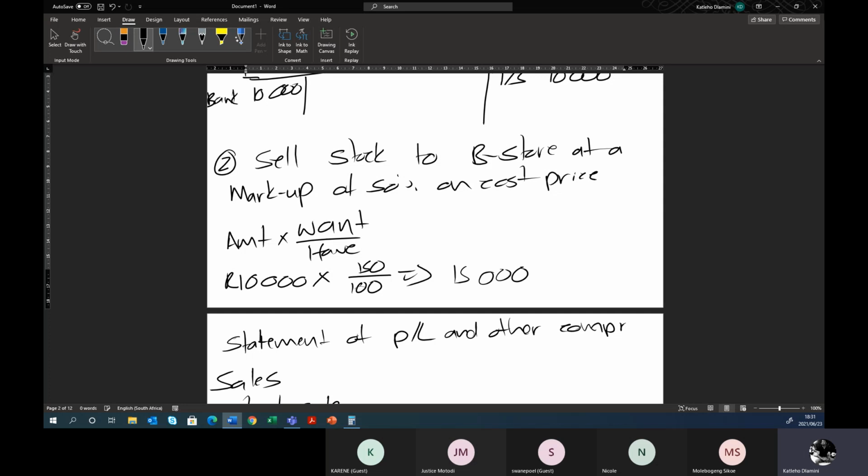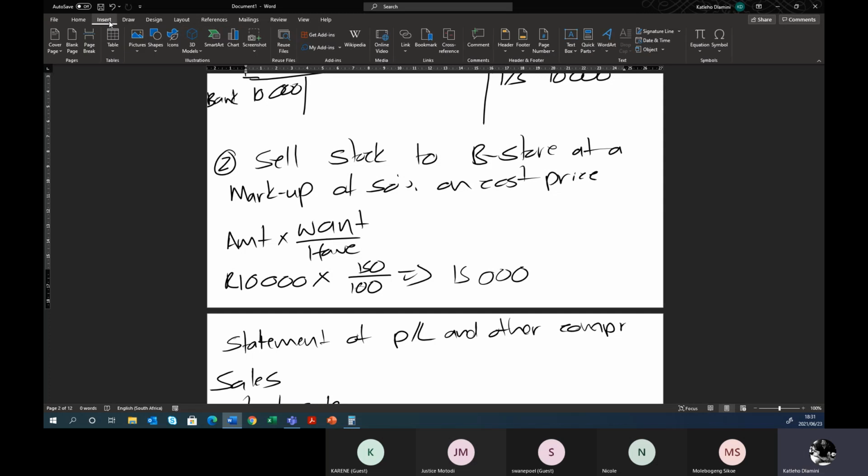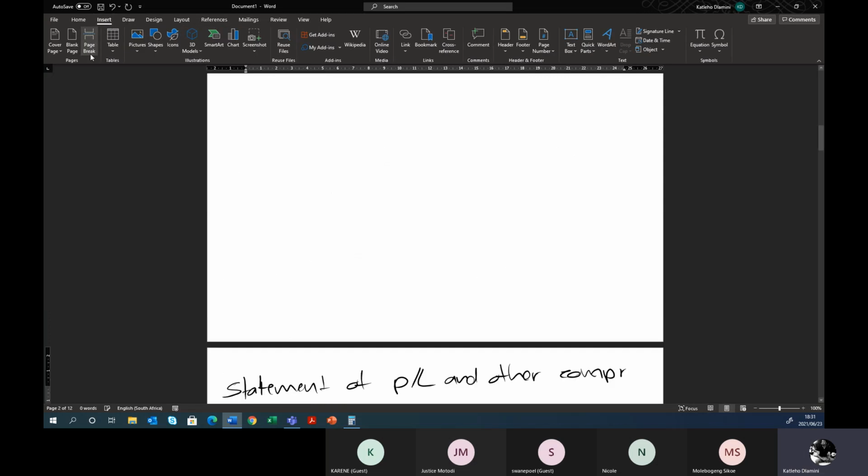I want to open a page between these two pages because I shouldn't have. Oh, I forgot. I didn't include my mouse in this equation. Insert page break here. Please insert it.